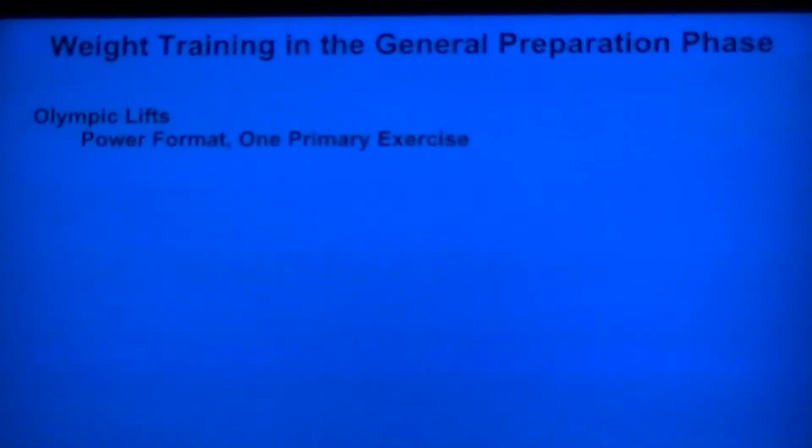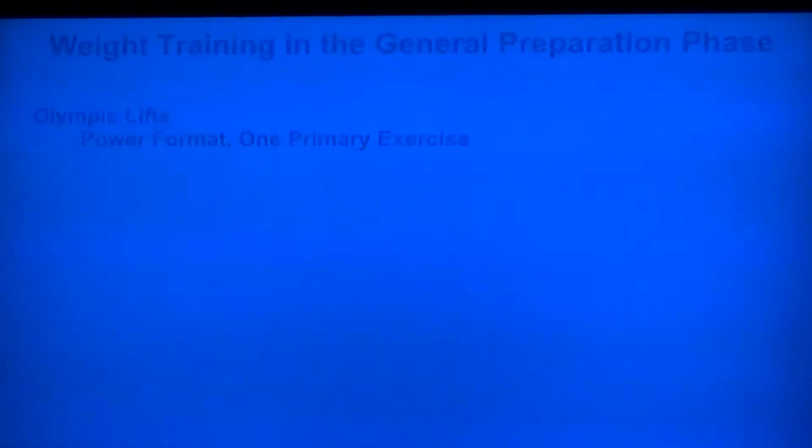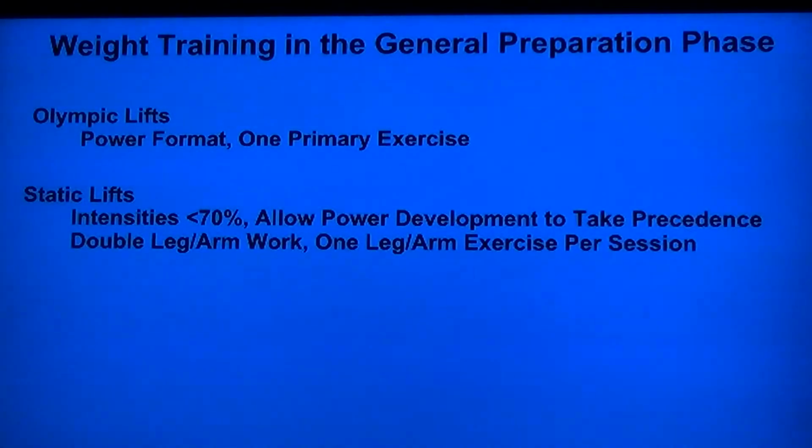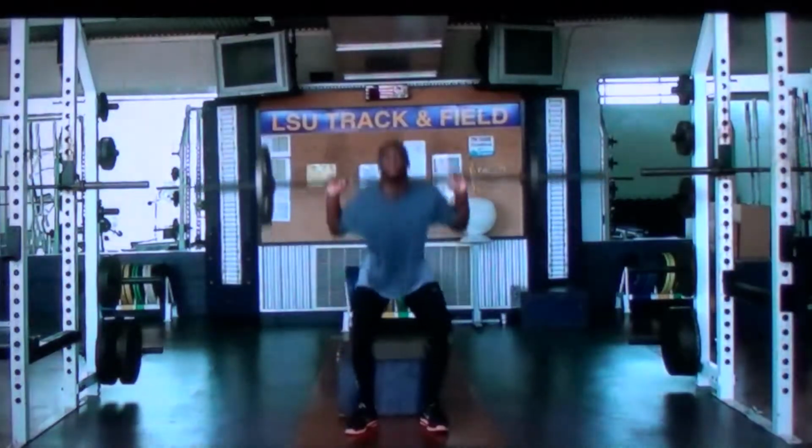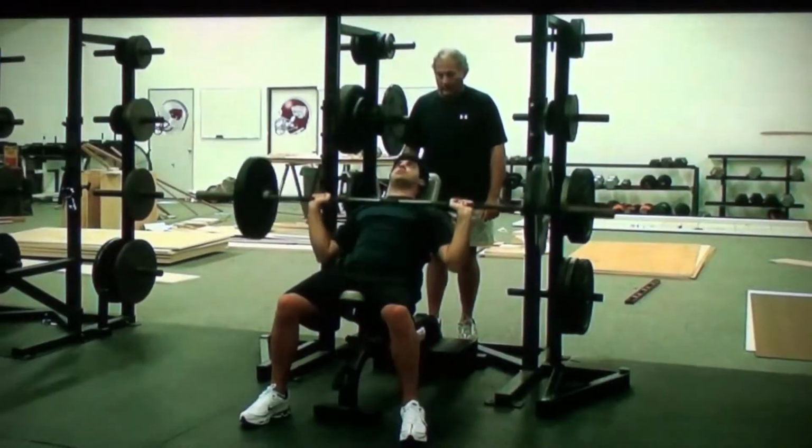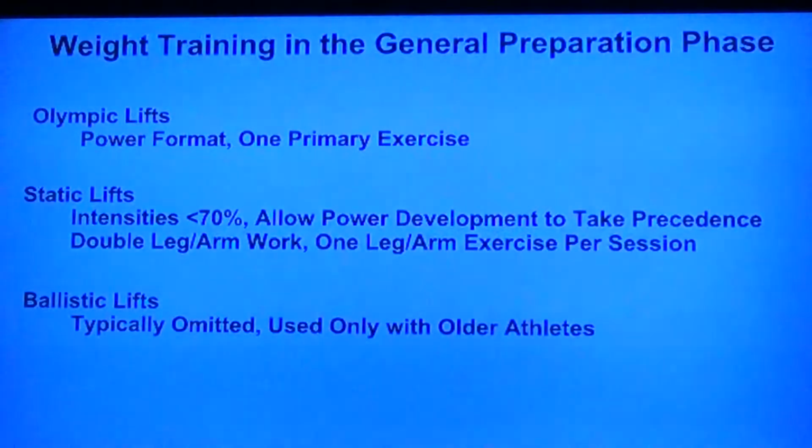In the general preparation phase of training, the Olympic lifting sessions should consist exclusively of the power format. Simple movements and only one primary exercise should be employed. The static lifting program should progress very patiently and not exceed intensities of about 70% while power development is being prioritized. Double leg and double arm lifts are used, usually only one of each per session.